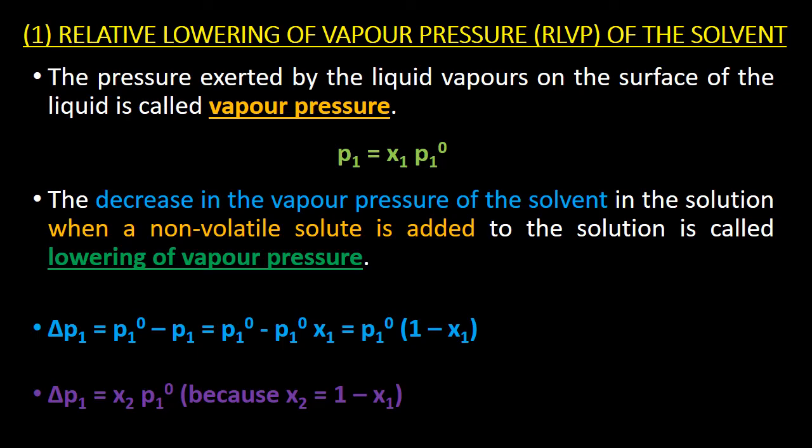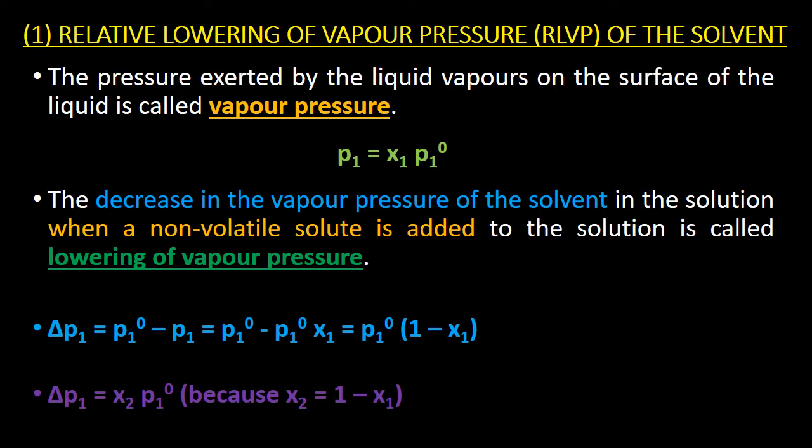The decrease in the vapor pressure of the solvent in the solution when a non-volatile solute is added to the solution is called lowering of vapor pressure. That is, when a non-volatile solute is added to this solution, then the vapor pressure of the solvent decreases. This decrease in the vapor pressure of the solvent is called lowering of vapor pressure of the solvent.